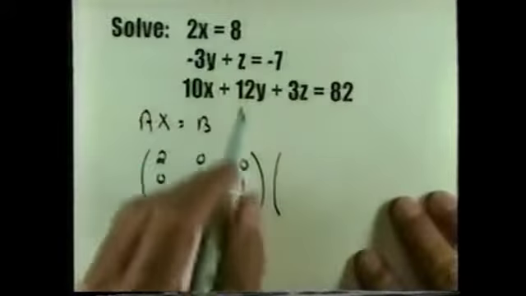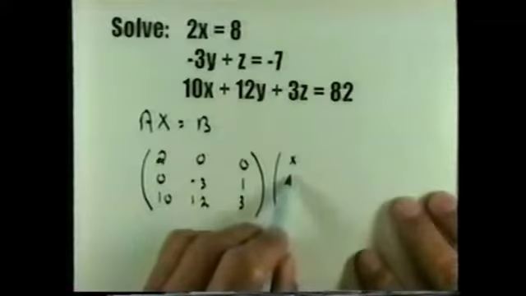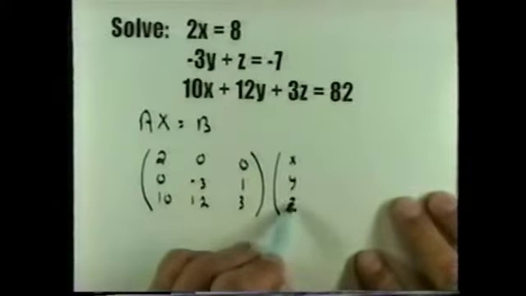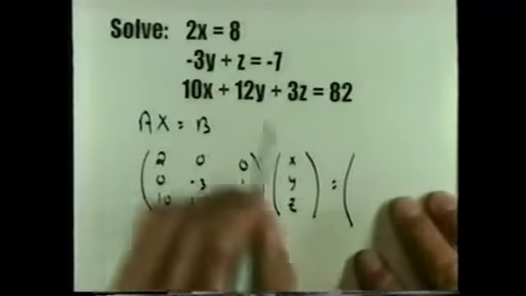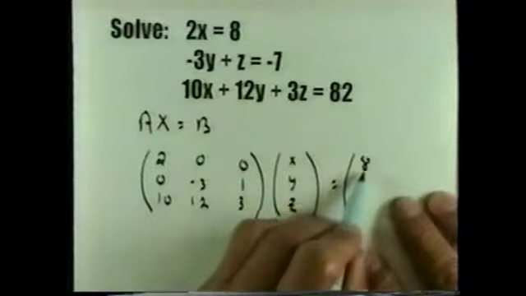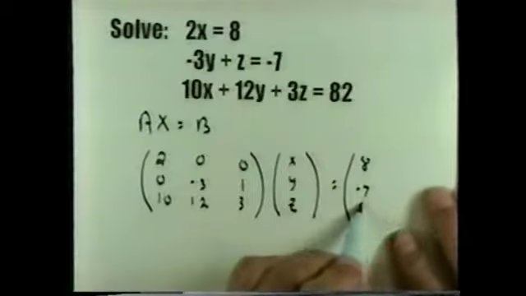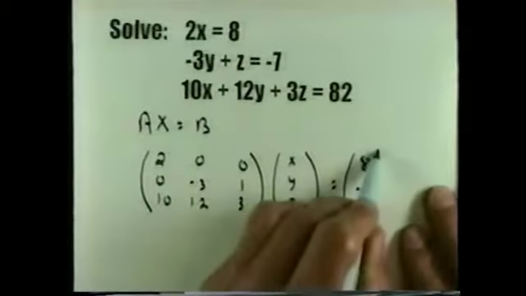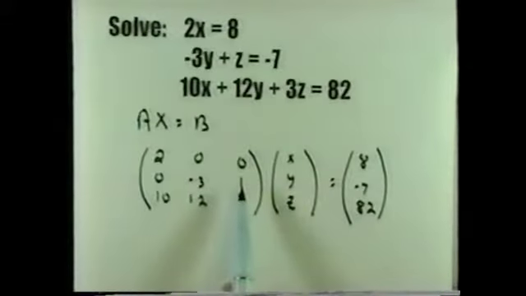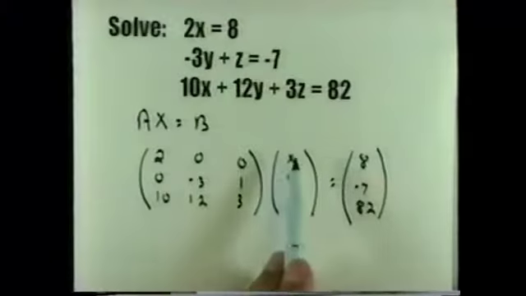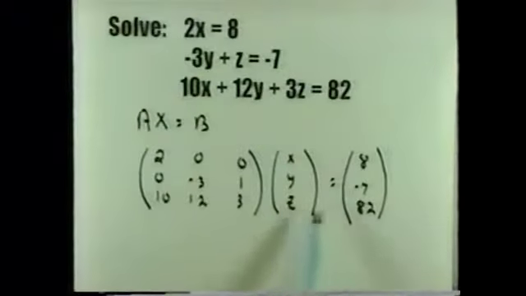X will be your variables, x, y, and z, is equal to B, which will be your constants, 8, negative 7, 82. So A is your coefficient matrix, X is your column matrix of variables, and B is your column matrix of constants.